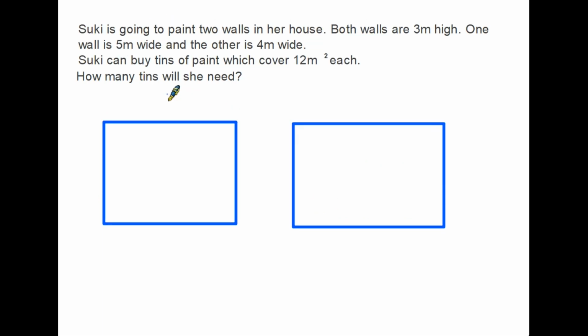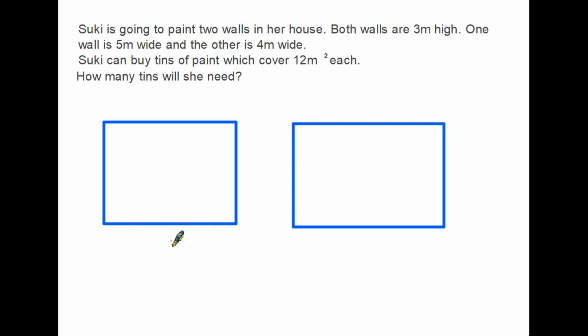So let's have a look at another question, and this is really typical at level 1 functional skills. Suki is going to paint 2 walls in her house. Both walls are 3 meters high. One wall is 5 meters wide and the other is 4 meters wide. Suki can buy tins of paint which cover 12 meters squared each. How many tins will she need?